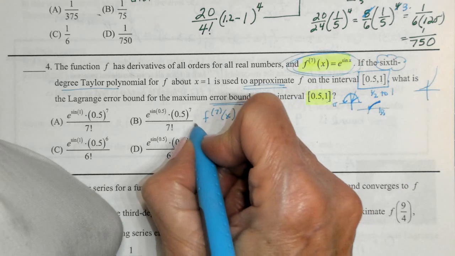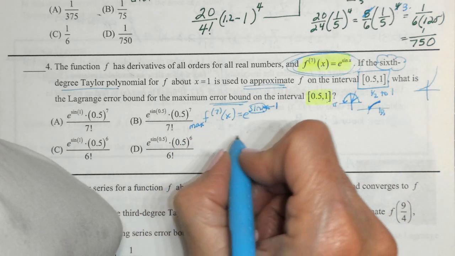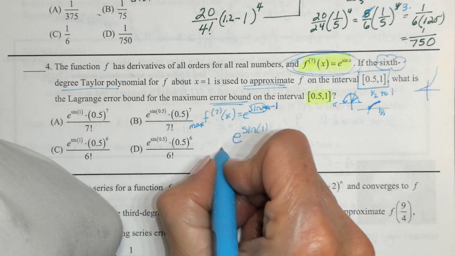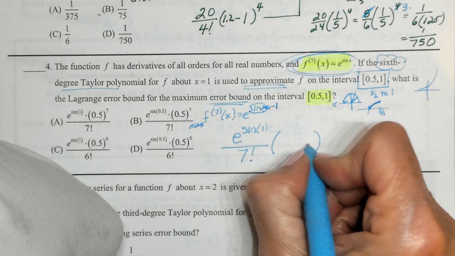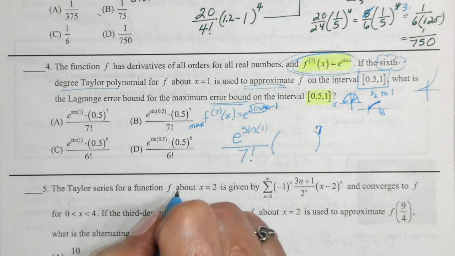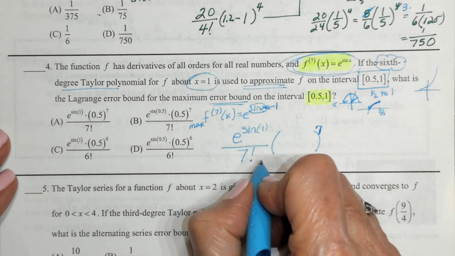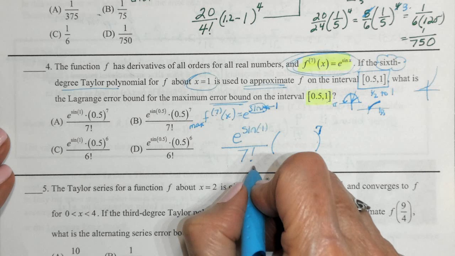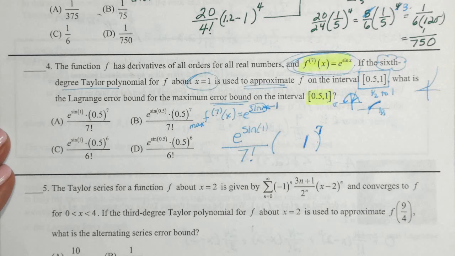So the max here will be when x is 1. So our derivative will have e to the sine of 1 in it, divided by 7 factorial times x minus c to the 7th power, right? C here, what was our center value? Our center value was 1.